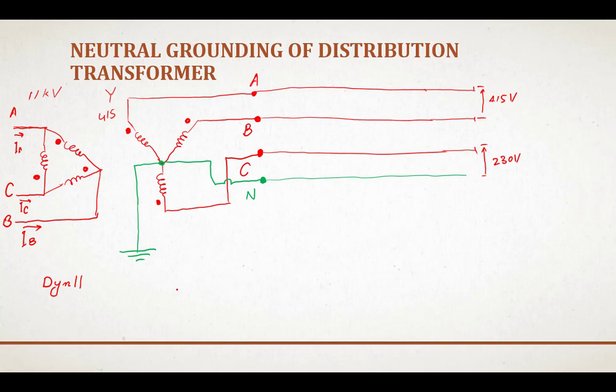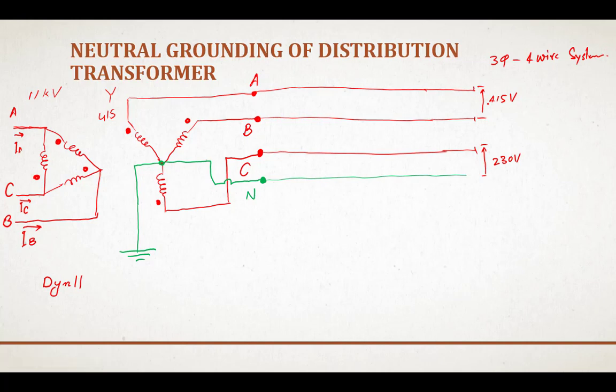So at the utilization voltage level, there are 4 wires, 3 for phases and 1 for neutral, that will serve the area. Normally commercial and residential consumers are supplied through this system. This is known as a 3-phase 4-wire system. Consumers with demand above 5 kilowatt will be supplied through 3-phase supply, and consumers with demand less than 5 kilowatt will be supplied between a phase and neutral. The potential between a phase and neutral is 230 volt and between two lines is 415 volt.